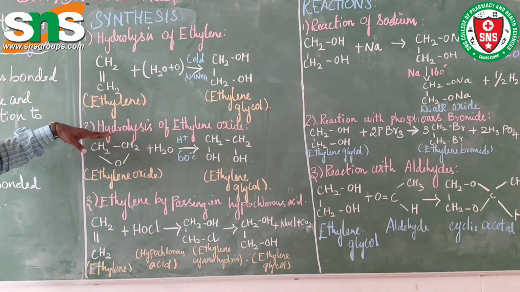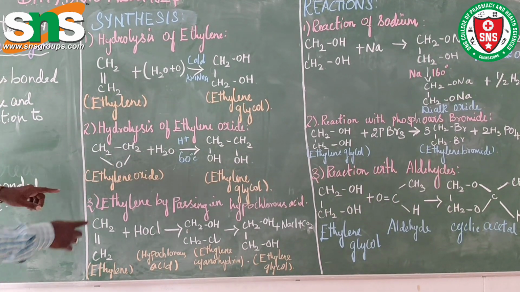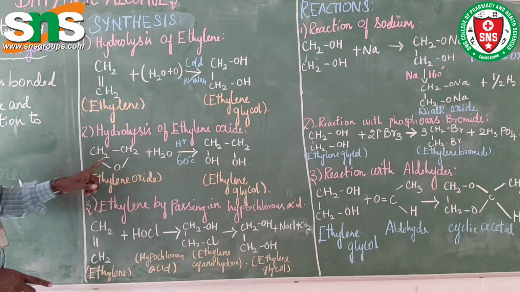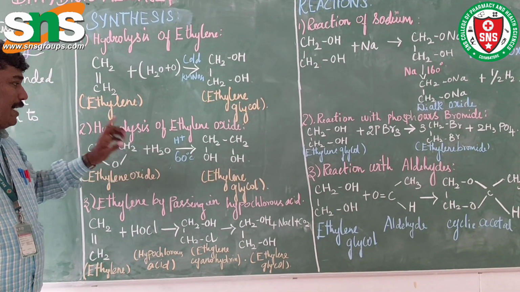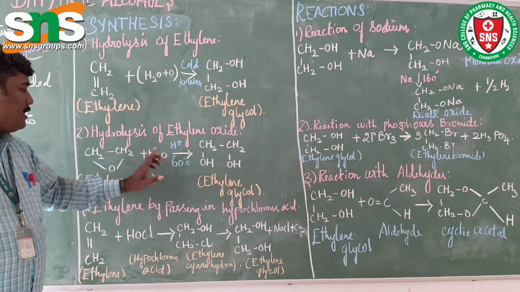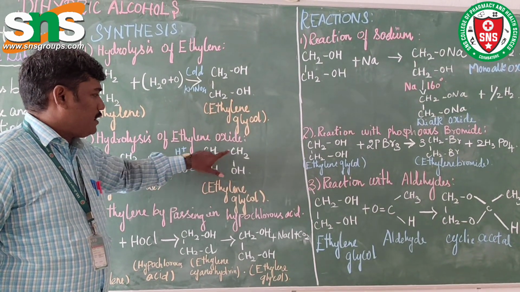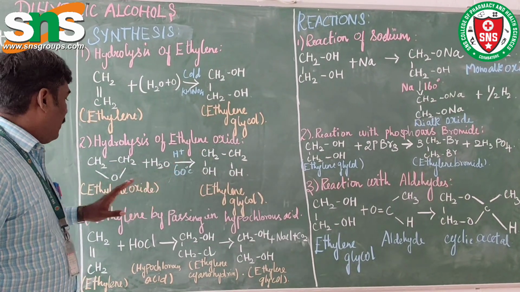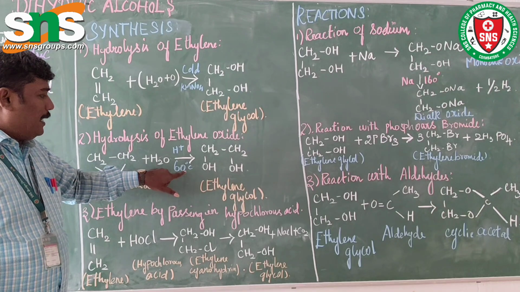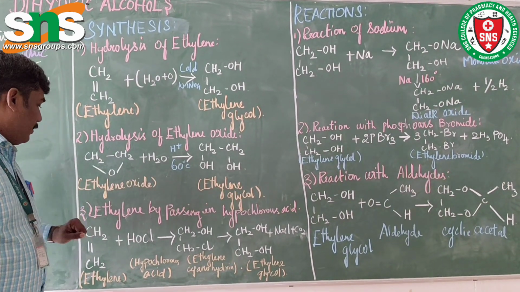The next method is by hydrolysis of ethylene oxide. Here is the structure of ethylene oxide, CH2-O-CH2, which on hydrolysis, that is addition of a water molecule at a temperature of 60 degrees Celsius, will be converted into ethylene glycol, CH2OH, CH2OH. So ethylene oxide with addition of water at 60 degrees Celsius gives ethylene glycol.